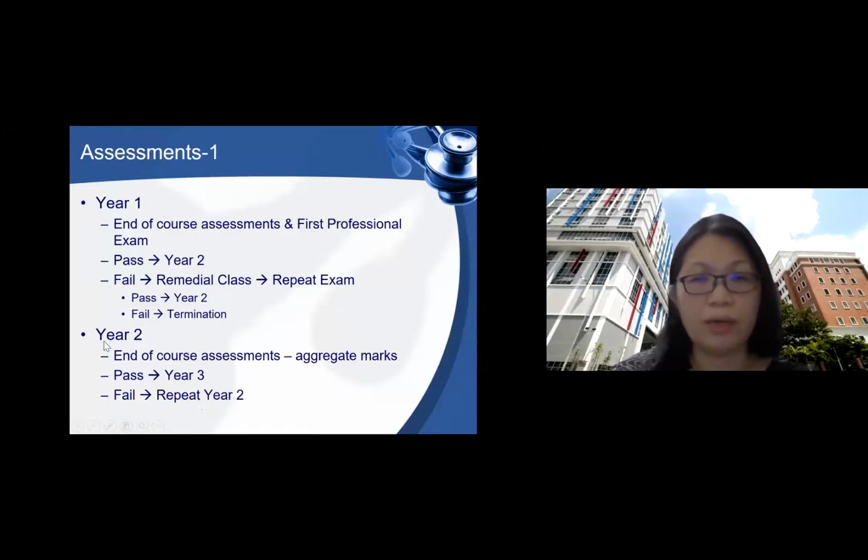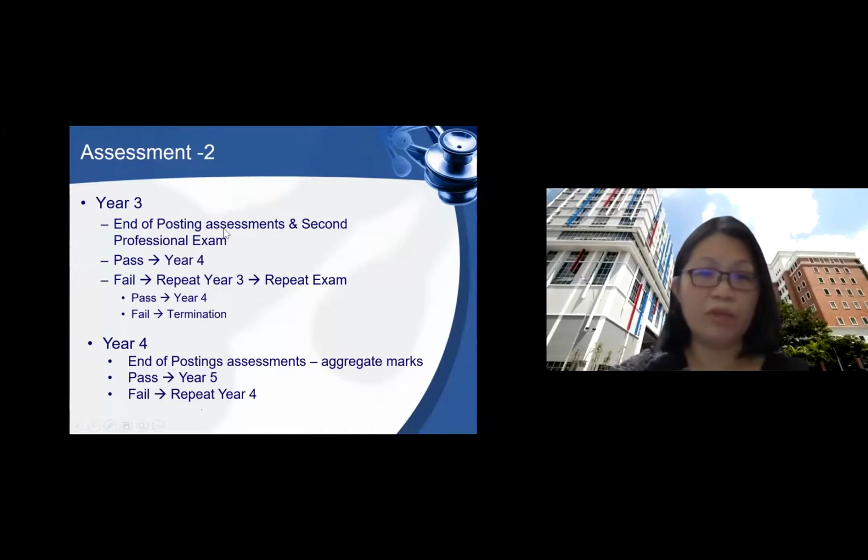In year 2, there is no major exam, as you have seen in the course structure just now. They are all continuous assessment. Even so, year 2 students have to score more than 50 in the aggregate marks, and at the same time they shouldn't score less than 40 in any of the end-of-course assessments. If not, they will need to repeat year 2, right? In year 3, we have the end-of-posting assessment and also the second professional exam. If they pass, they can continue to year 4. If they fail in year 3, they have to repeat the entire year 3 and sit for a repeat exam. If they fail that, it's a termination. They cannot have a second chance to repeat year 3 again.